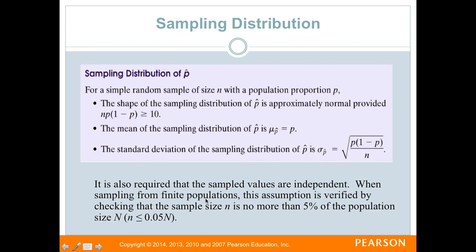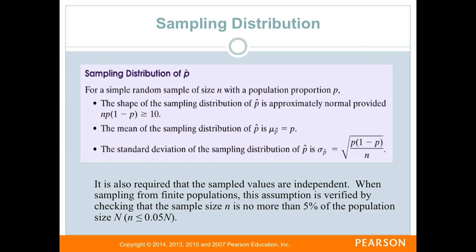Now, it's also required that sampled values are independent. When we're sampling from a finite population, meaning some kind of defined countable population, this assumption is verified by making sure that the sample size is no more than 5% of the population size. For example, if we're talking about 100 people, we want to make sure that our sample size wouldn't be more than 5 people. Or if we're talking about 1,000 people, it should be no more than 50.